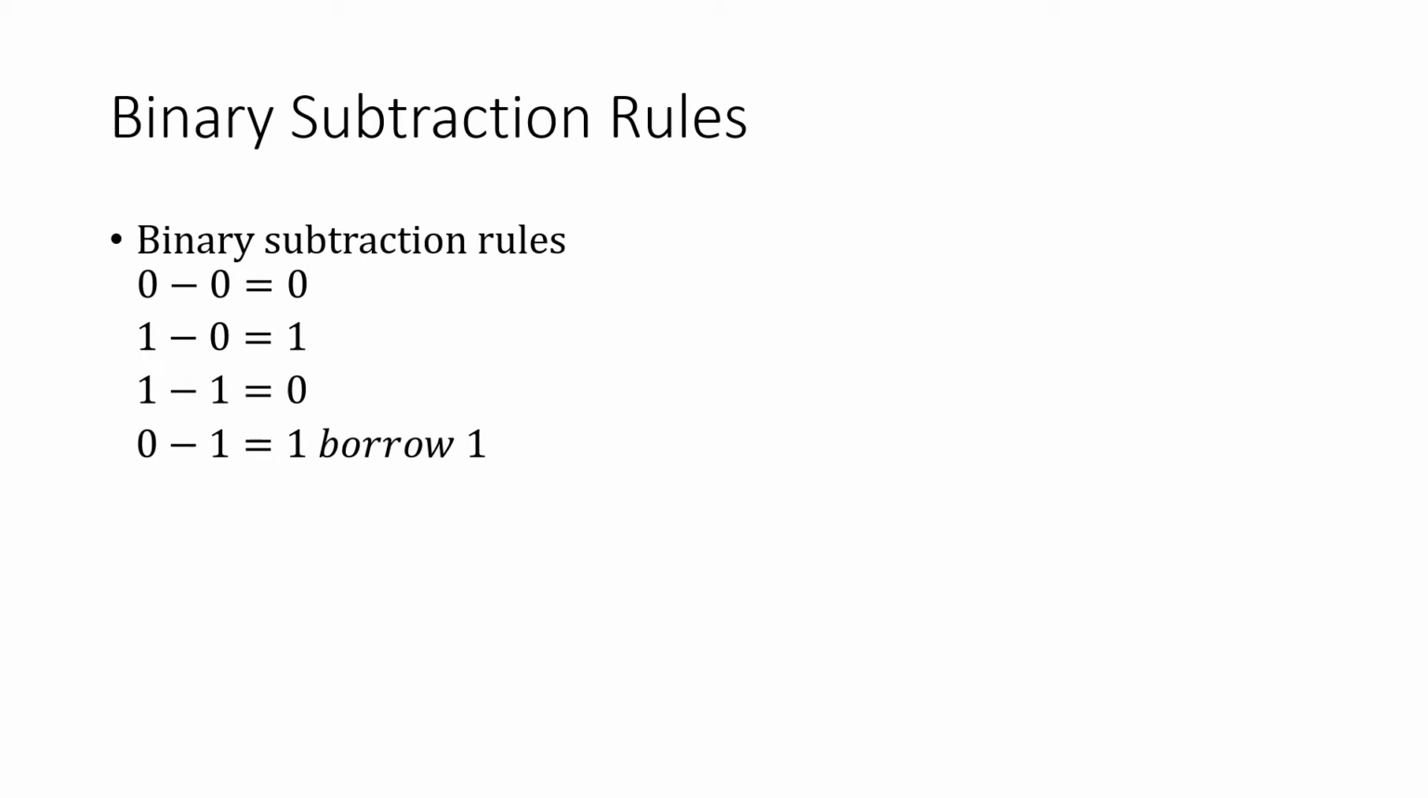Now let's review our rules for binary subtraction. 0 minus 0 is 0. 1 minus 0 is 1. 1 minus 1 is 0. And 0 minus 1 is 1, and we borrow 1 from the next more significant column.